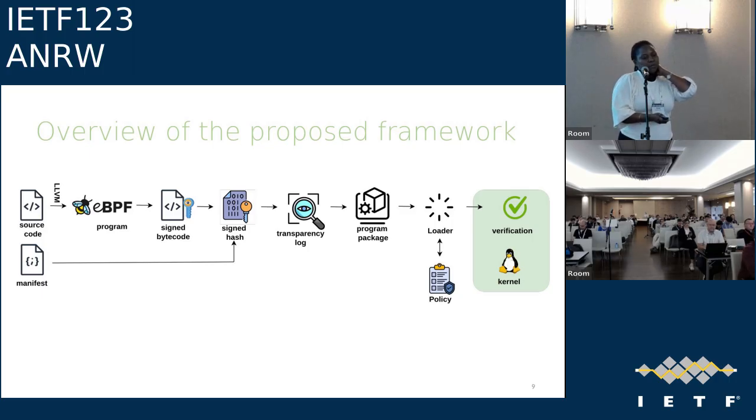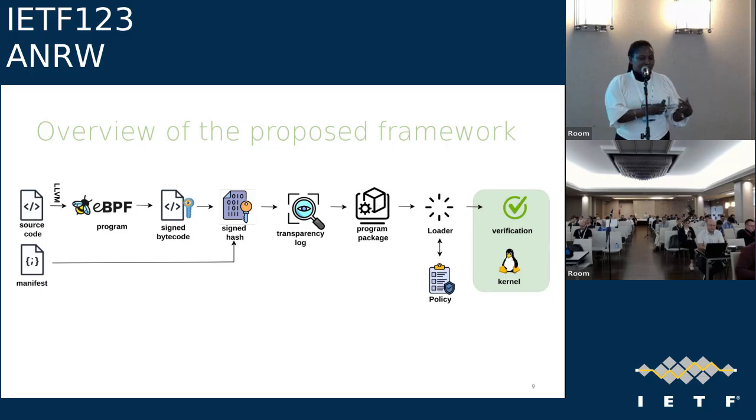We are proposing that when the program is written, the bytecode is generated, and a manifest is generated over the bytecode. The bytecode is then signed. When the bytecode is signed, the bytecode and the manifest are combined, and a hash is computed over it and sent to the transparency log. The transparency log returns the proof. So the program can be packaged together and sent to the loader.